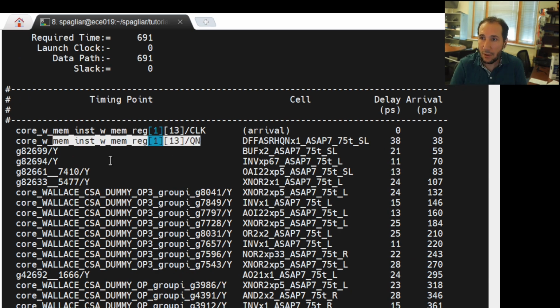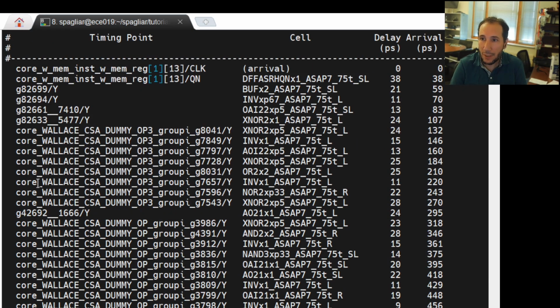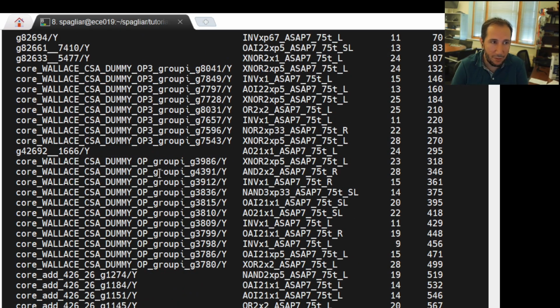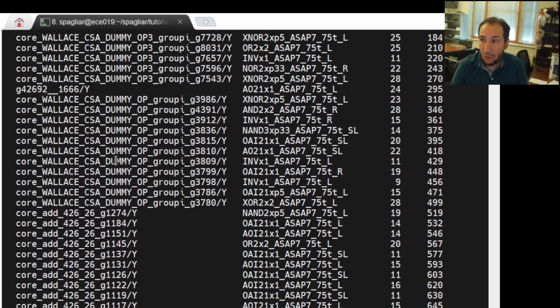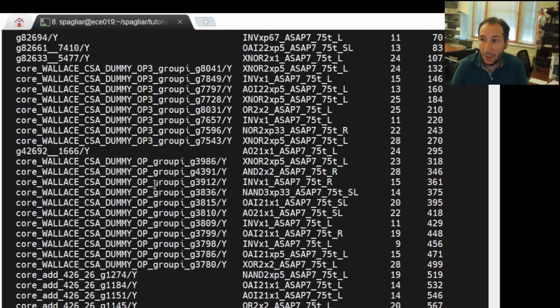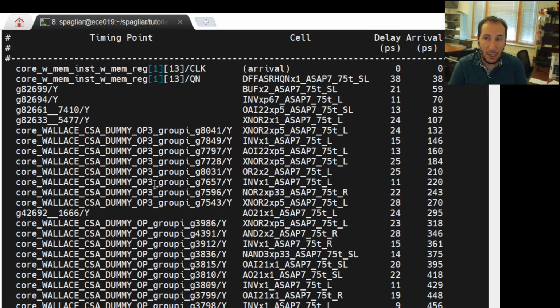Okay, it starts at a flip-flop and then has a bunch of combinational logic. There's some sort of Wallace tree here in the middle. So this is some heavy arithmetic that is going on. It's a very long path. It has, I don't know, 20 plus cells in it. Okay, but the point is, we can look at which type of cells were used to figure out if there's a chance that we can improve our clock period, if we can improve our critical path.